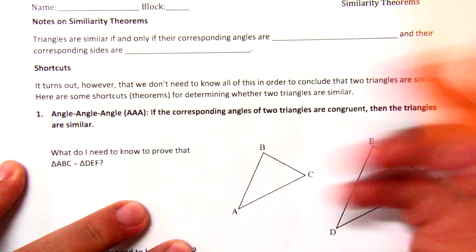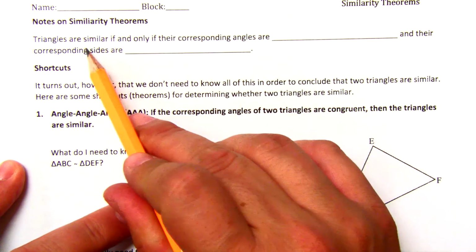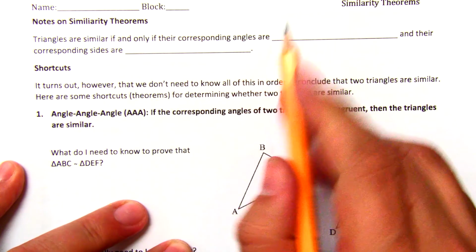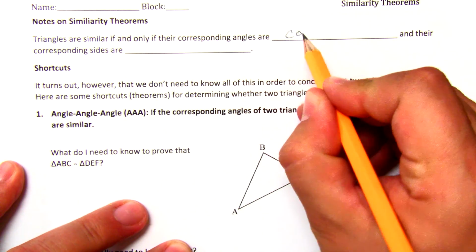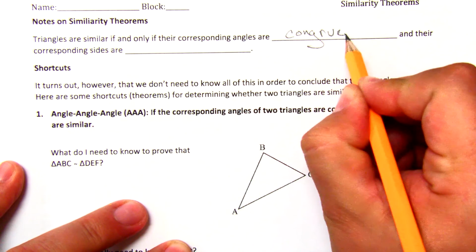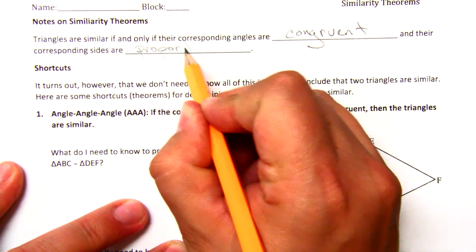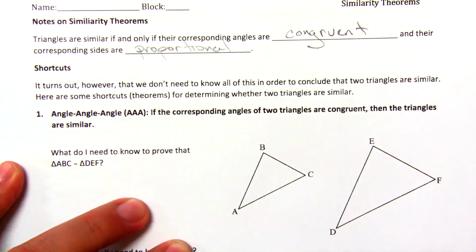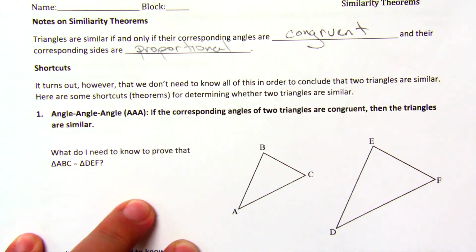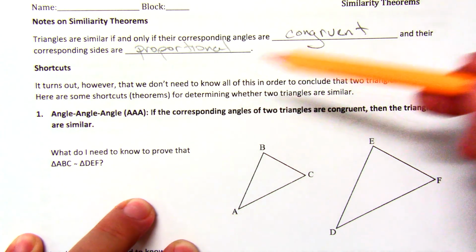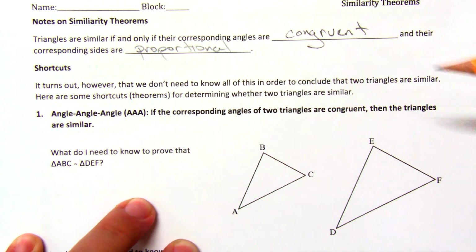So, first just to review, triangles are similar if and only if their corresponding angles are congruent and their corresponding sides are proportional. So, when we know that two triangles are similar, we know that all the corresponding angles are congruent. And we know that that whole proportion statement holds, right? The corresponding sides are all in the same proportion.